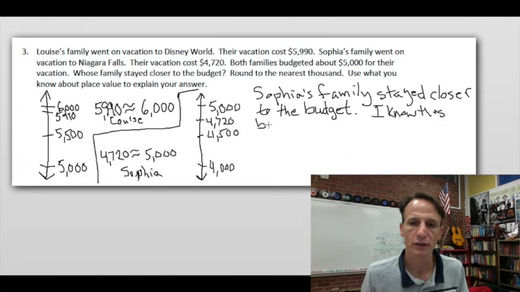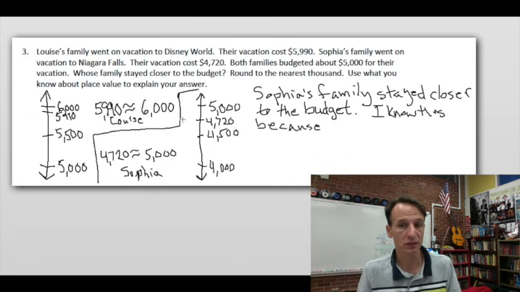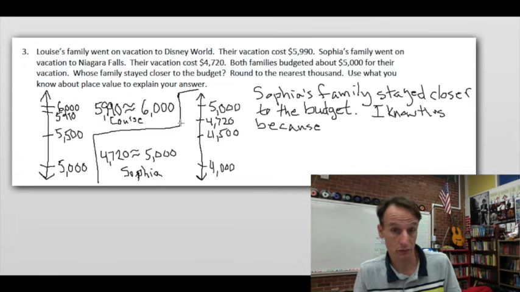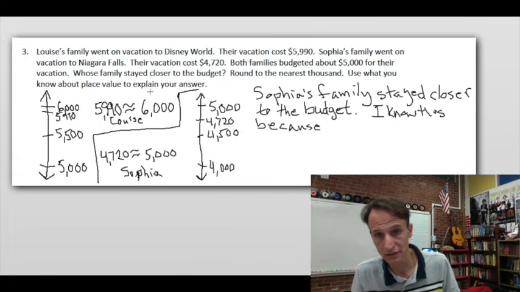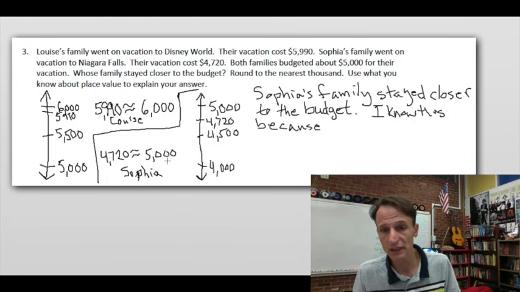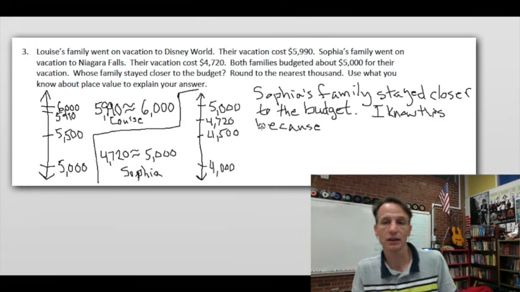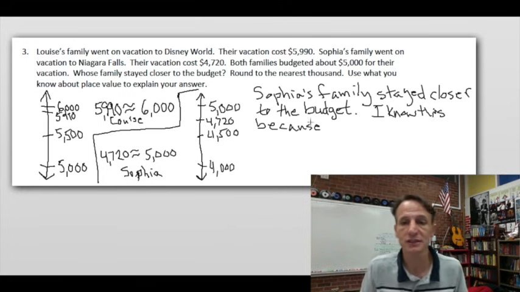Because, well, how do we know it? Well, their cost rounds to 5,000, whereas Louise's rounded to 6,000, so therefore their cost is closer to 5,000. In fact, even if they weren't under budget, which they clearly were, even if they were at 5,200, they were still closer because they round to 5,000, whereas Louise's family rounds up to 6,000.